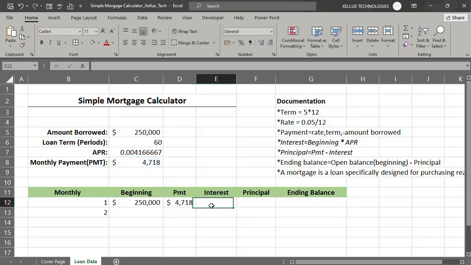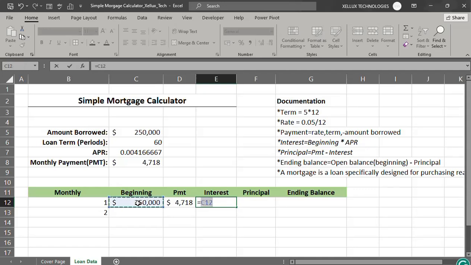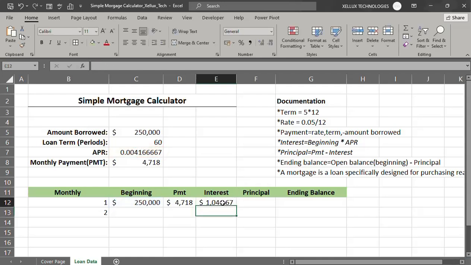Then our interest. How will you calculate our interest? That will be equals our initial amount, that is the beginning, or the amount you borrowed. Press shift and 8 to multiply by the rate, which is 0.05. Press enter. So this is your interest for the first month. Let me quickly reduce this.